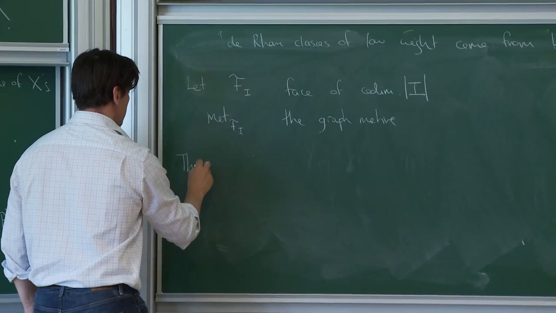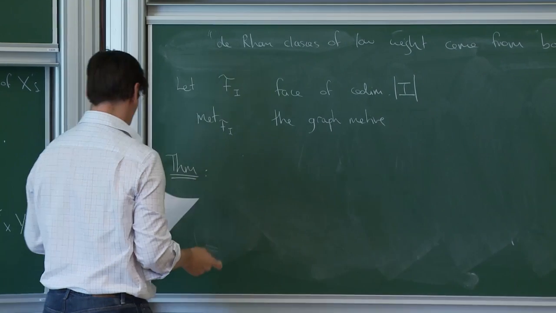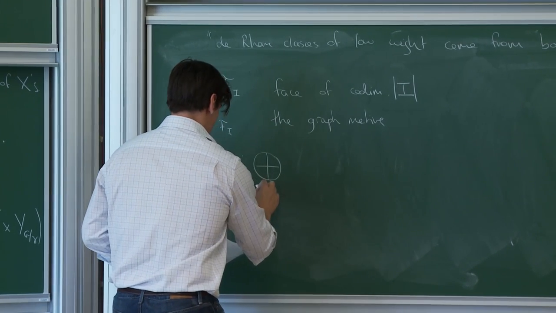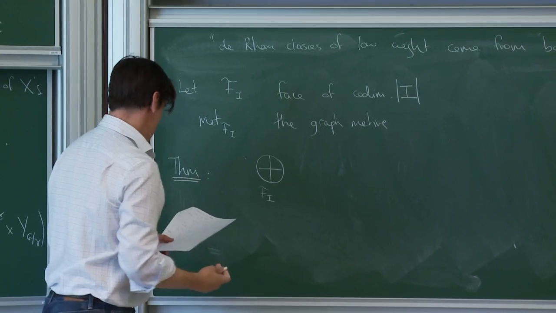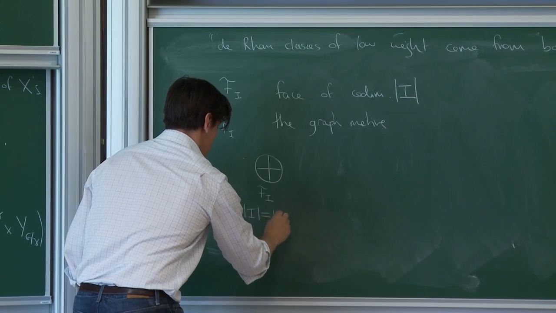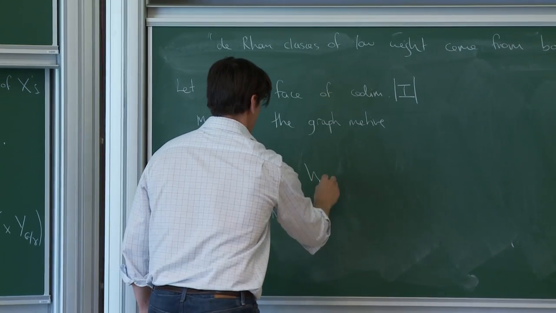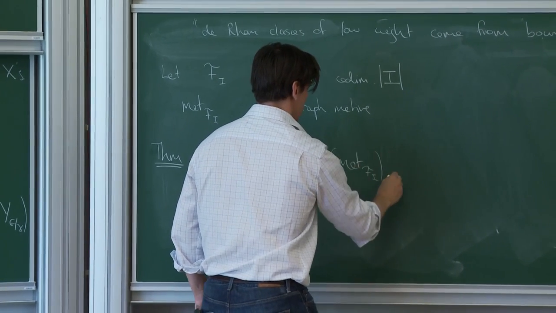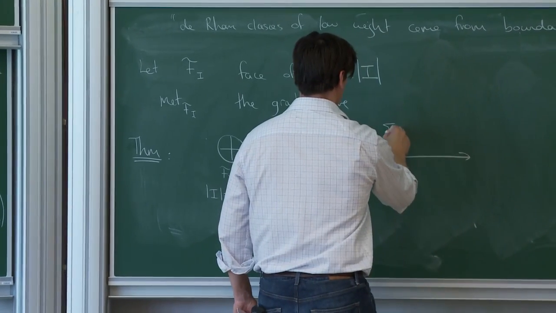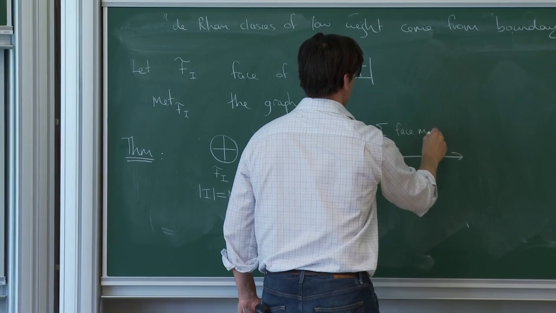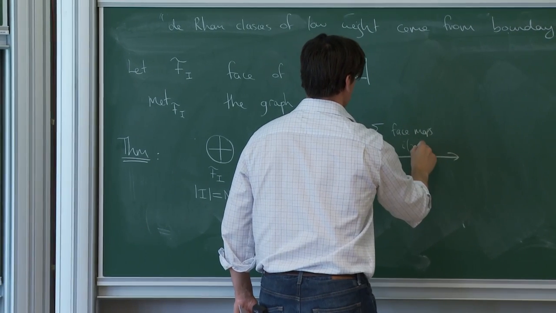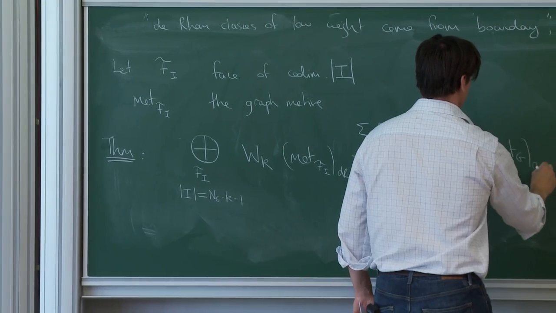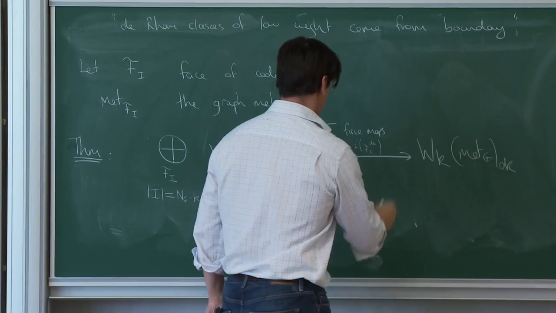And the theorem then, which uses all this geometric structure of the graph motive, is that we sum over all facets of a certain codimension, I equals n_G minus k minus 1. And we look at the weight k part of the de Rham cohomology of the facet. And we have all the face maps from the previous. So these are F_I de Rham, and it maps into the motive of G de Rham. And the theorem is that this map is surjective.